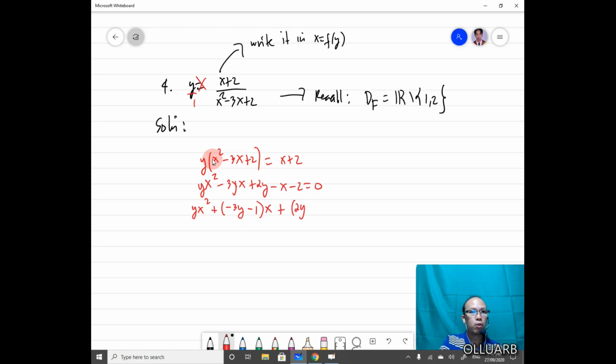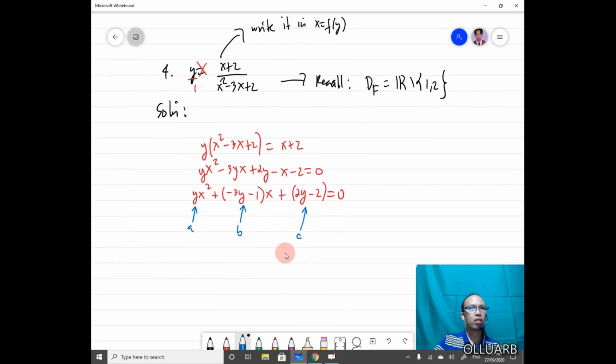Plus 2y minus 2 is equal to 0. So from here, this is our A, this is our B, and this is our C. If you distribute this one, negative 3xy, then negative x. We have to write it as x in terms of y. Remember that our goal is to write it as x in terms of y.